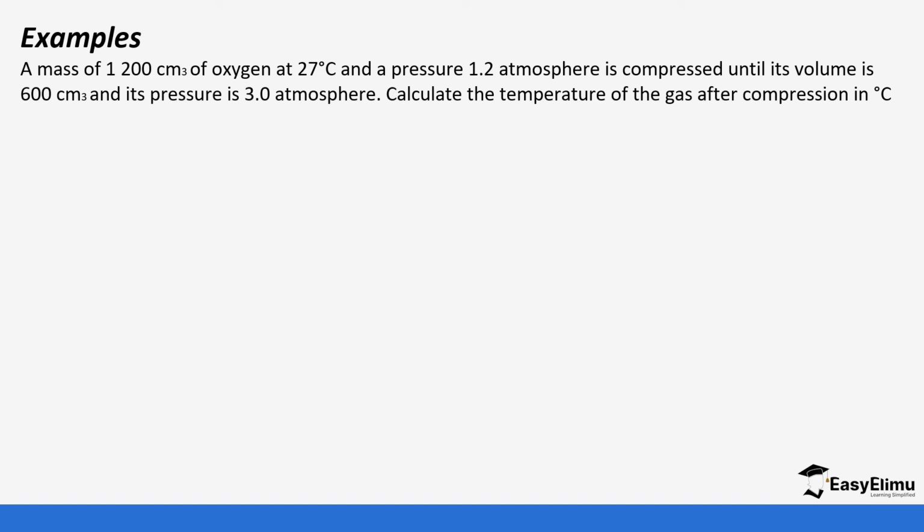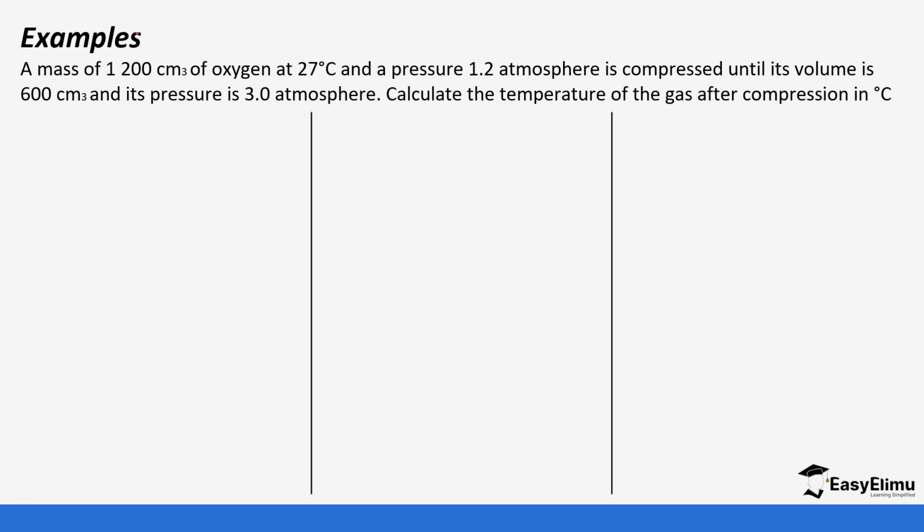And then we are going to also look at what we have discussed. So a mass of 1,200 centimeters cubed of oxygen at 27 degrees Celsius and a pressure of 1.2 atmospheres is compressed until its volume is 600 centimeters cubed and its pressure is 3 atmospheres. Calculate the temperature of the gas after compression in degrees Celsius. So the first step is to identify the values that we have been given: the pressure, temperature, and the volume.